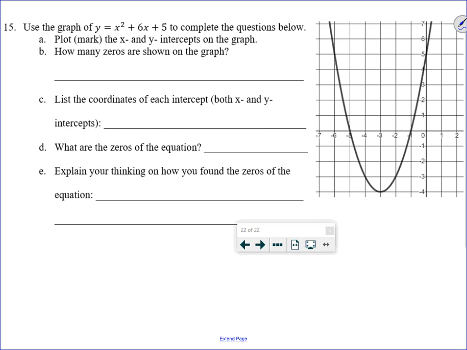All right, and for 15, oh, I seem to be missing 16. I'll fix that in 1 second. We can pause, if 16 somehow got cut off.